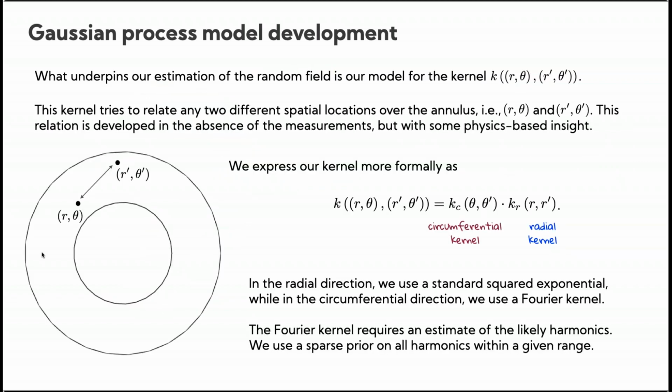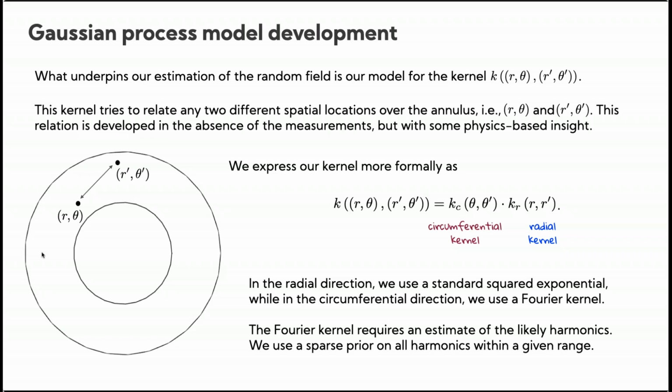Now, this is where things get really interesting. We're not just going to use a squared exponential kernel as before, primarily because you pick a kernel because it embodies some of the underlying physical characteristics that you wish to capture. As I mentioned before, the kernel tries to relate any two different spatial locations, in this case over the annulus, so r and theta and r prime and theta prime. And this relation is developed in the absence of measurements, but with some physical insight.